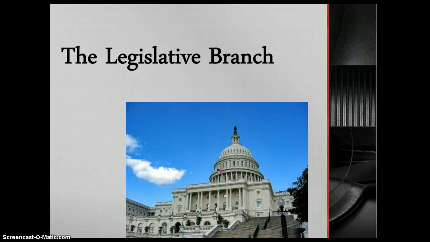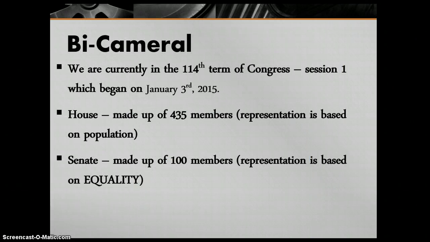Lesson 7, the Legislative Branch. Our Congress is currently composed of a House and a Senate. We say that it is bicameral because it contains two houses. We are currently in the 114th term of Congress, first session. It began just on January 3rd, 2015.